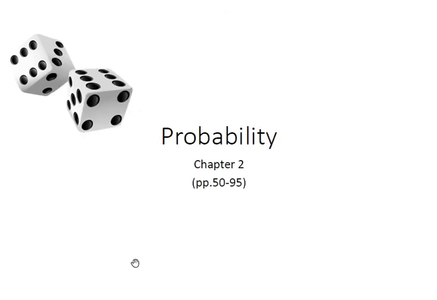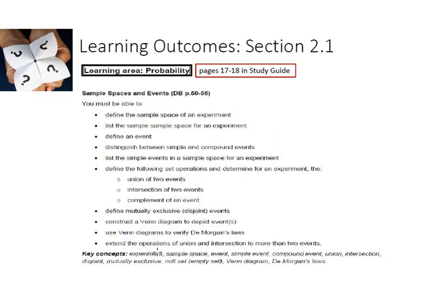Hi ladies and gentlemen, in this video we are going to start with probability in chapter 2 from page 50 to 95. As you have come to realize, we work according to the learning outcomes in the study guides, and today we start with unit 2 on page 17, where we will define the sample space for an experiment.